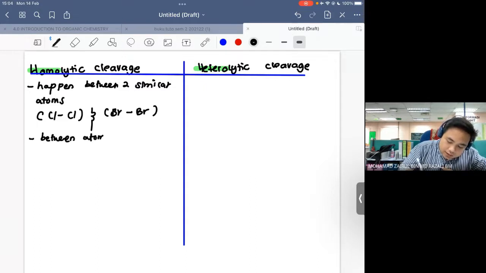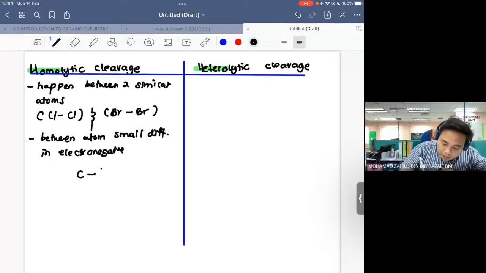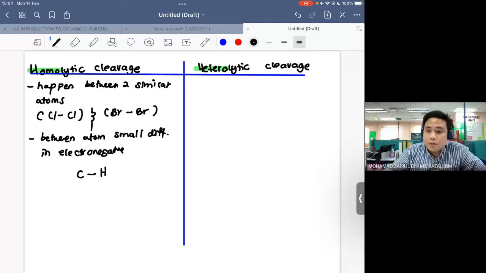Other than that, okay, homolytic cleavage juga boleh berlaku between atoms yang ada small difference in electronegativity. Okay, so for example macam C-H. So carbon and hydrogen, even though both are different element, they will have a different value of electronegativity. Tetapi the difference dia is quite small. So dia akan undergo homolytic cleavage.